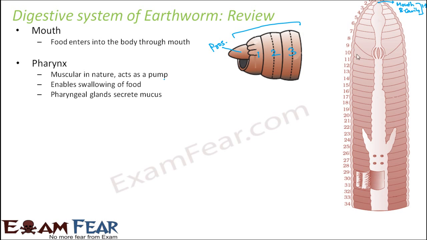So what happens in the pharynx? This structure which you see here is the pharynx. Since it is muscular in nature, there is some contraction and relaxation happening there, because of which it allows the food to move into the esophagus. Right? And also there are some glands present there which secrete mucus. Mucus, being a slimy substance, makes the food even softer and also helps in the movement of the food.